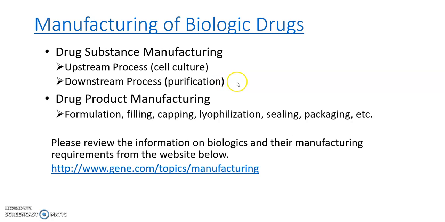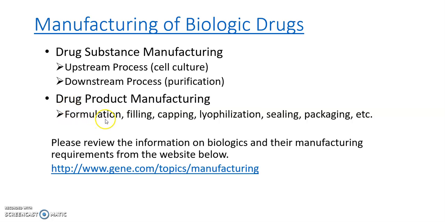Once that's done, you start formulating your drug by mixing and compounding it with excipients, the chemicals that can stabilize your drug. That's the beginning of the drug product manufacturing. So the upstream and downstream steps are part of the drug substance manufacturing. Then after that, the drug product manufacturing will follow. That is the focus of this class.